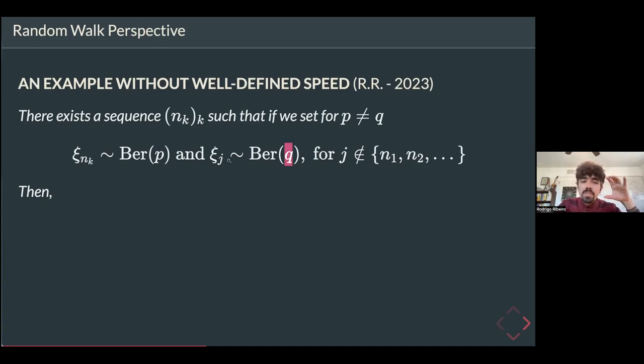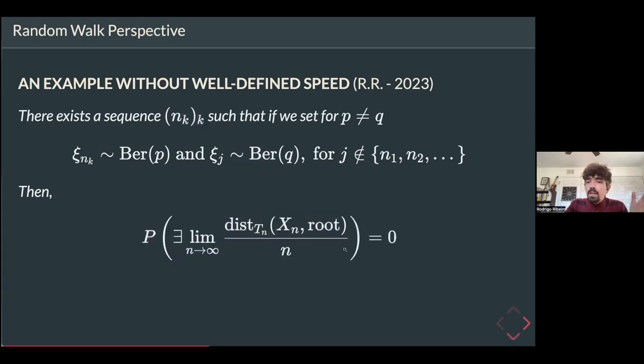When the law of large numbers for this process kicks in, you change the parameter of the coin, and now you let the process use this coin with a different parameter. The effect of this construction is that you end up with a random walk that is speeding up and slowing down all the time. This prevents you from having a well-defined speed. If you choose this sequence spaced out properly, then you can prove this: the limit does not exist. The probability that the limit exists is zero. So in general, you do not have a well-defined speed for the walker. You do not have the law of large numbers here.